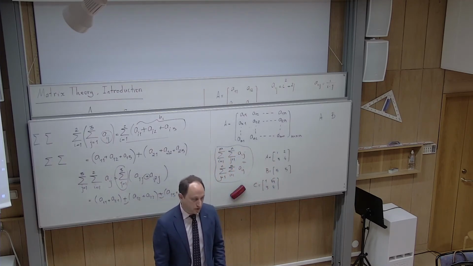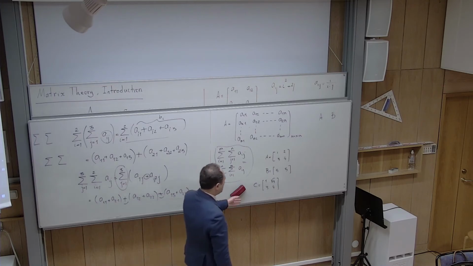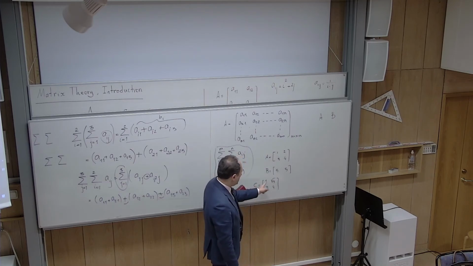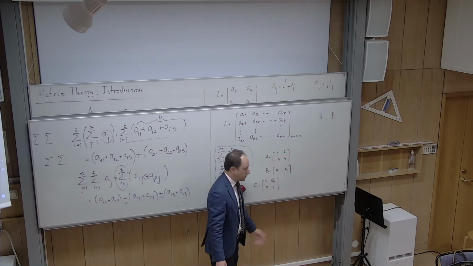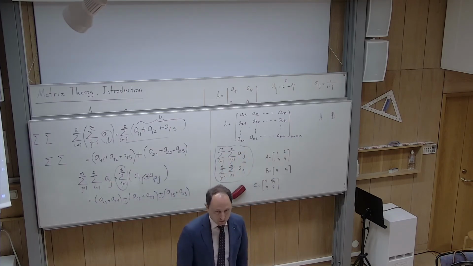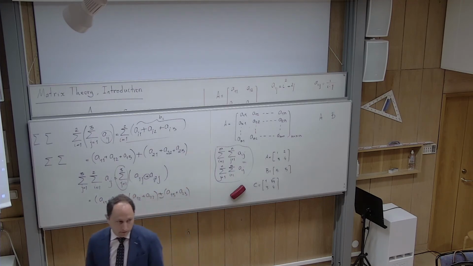Because, first of all, they have the same number of rows and columns, and each entry here is equal to its corresponding entry here. I am comparing this one with this one. I'm not comparing this one with that one. So these two matrices are equal. So that's the definition of equality of two matrices. Is that clear?